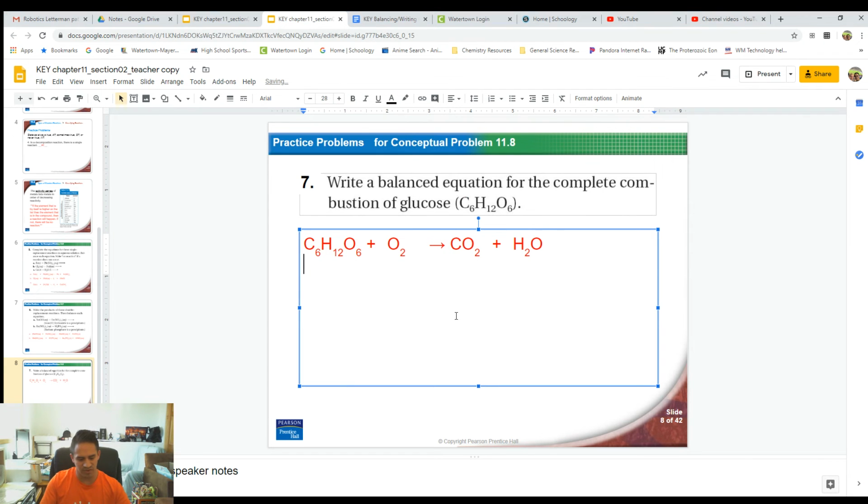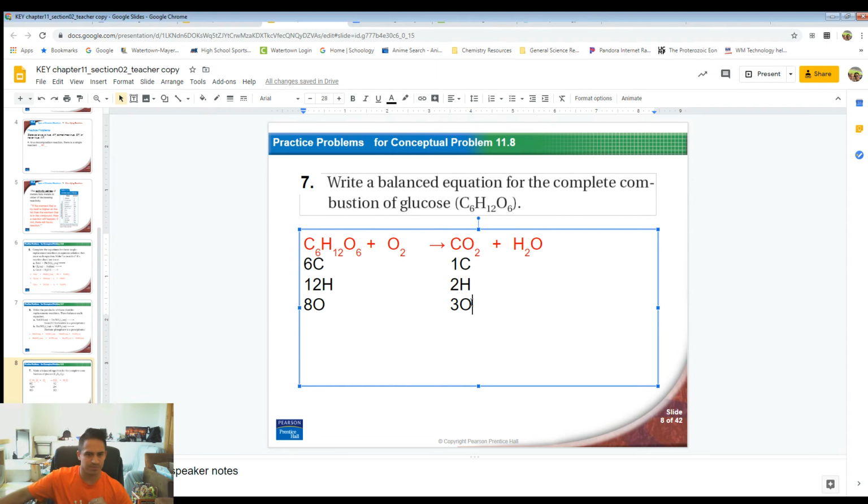So let's get a count of everything. So we have 6 carbons, 12 hydrogens, and we have 6 oxygens here and 2 oxygens there. That is a total of 8 oxygens on the left side. On the right side, we have 1 carbon, we have 2 hydrogens, and we have 2 oxygens here, 1 oxygen there. That is a total of 3 oxygens. All right, so it's best to balance the oxygens last, just because they're in 2 different places. It can get tricky. So let's balance the oxygens last. We'll balance the carbons and the hydrogens first.